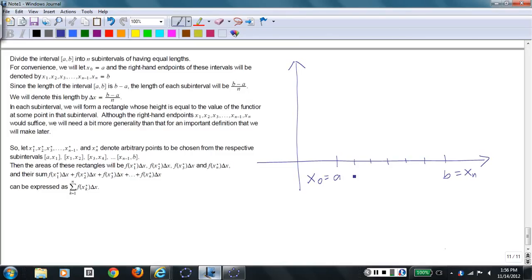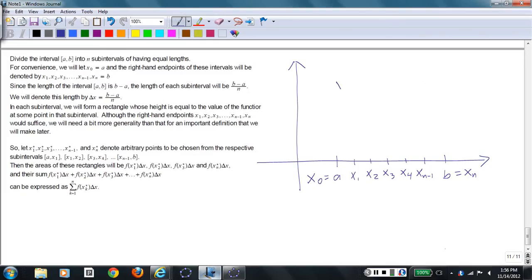All right, so this would be x sub 1, and x sub 2, and x sub 3, x sub 4, and eventually we get to x sub n. I guess this would be x sub n minus 1. So what does the curve look like? Well, it could look something like that. And I might as well start at A, huh?